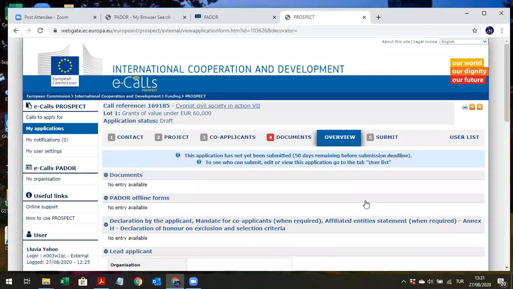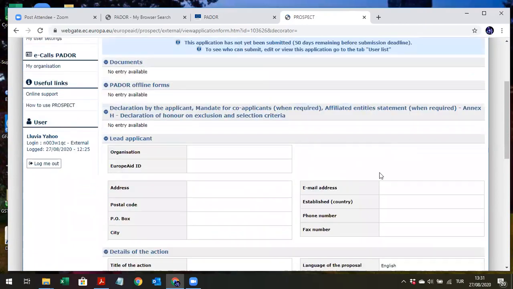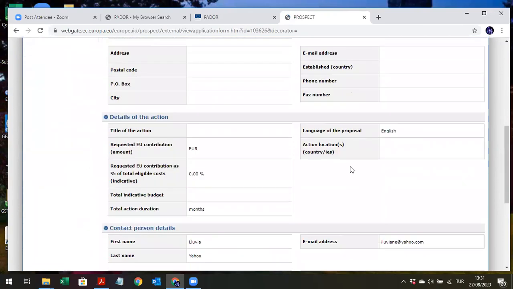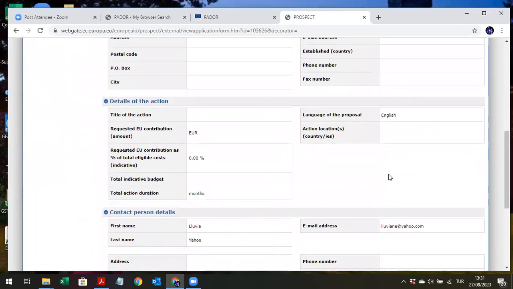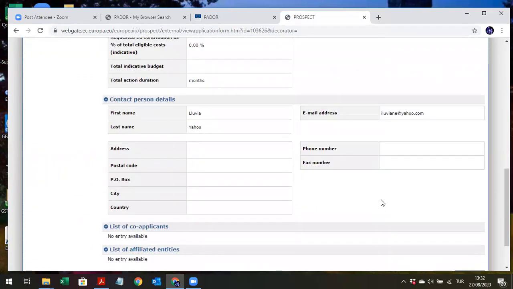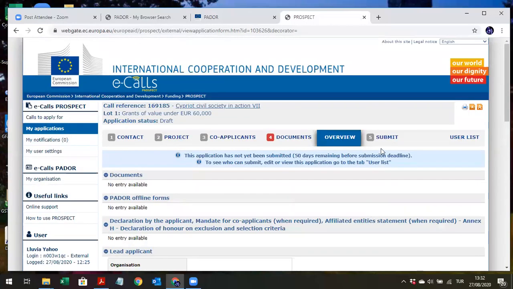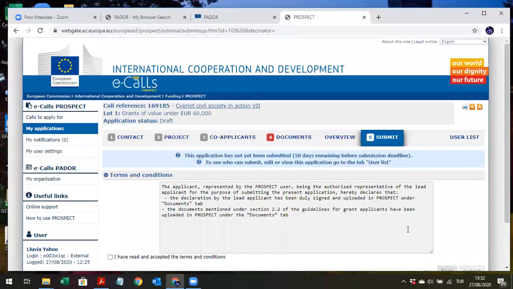The next section gives us an overview of the information and the documents that we have provided. Whatever you have provided to the system will come as a summary, as an overview here, and you can review the information. You can check if you have uploaded all the documents required. And then you can go to the last section, which is the submission section.